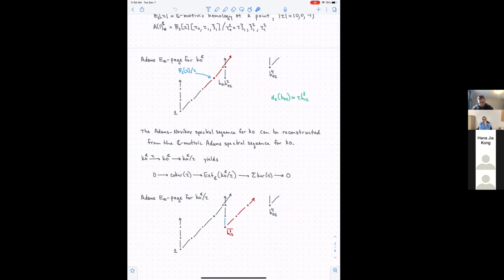So you have the black things from the co-kernel, you have the red things from the kernel, and then there's a little hidden extension. See, there's this short exact sequence, but it turns out that there's an extension there, and that's indicated by that blue line. So this is the Adams E-infinity page for KO mod tau.